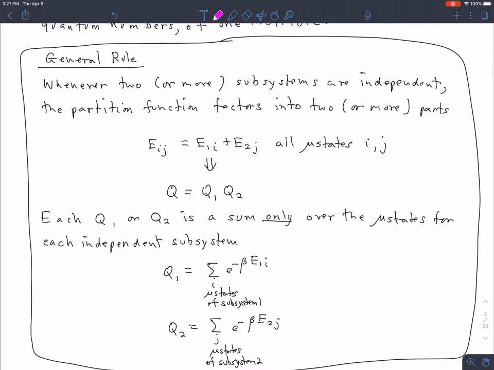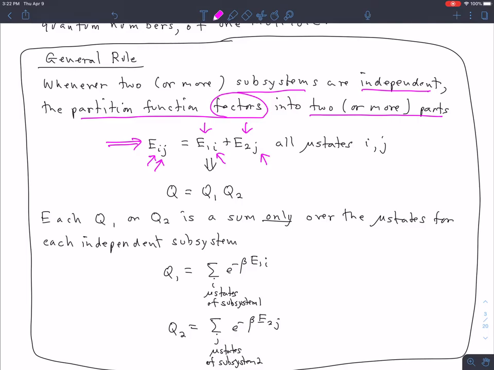Independent subsystems are really nice, and here's why. Whenever two or more subsystems are independent, the partition function factors into two or more parts. So here I have some energy Eij, which depends on two different indices, and the total energy is just an energy that depends on the first index, and then another energy that depends only on the second index. That means they're independent of each other. That means all the microstates are indexed by two separate integers in this case.